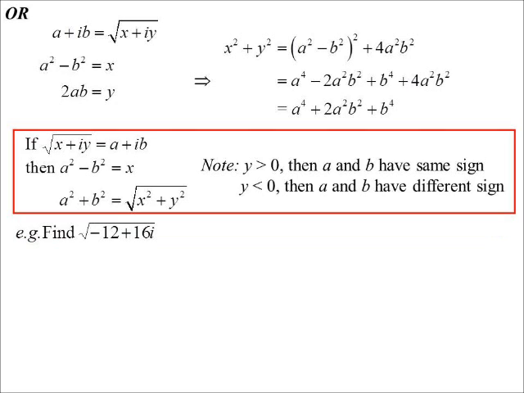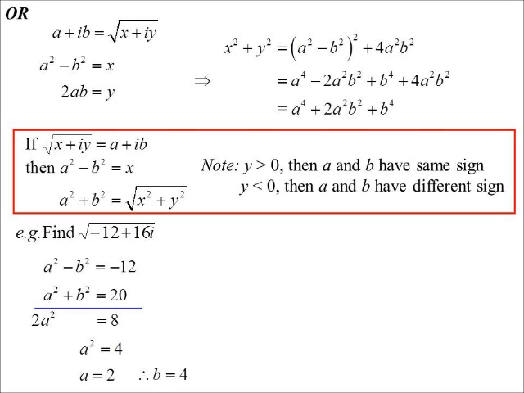So back to our question, square root of negative 12 plus 16i, I could now go, well, a squared minus b squared, that's the real part, same as we did before. But now I'm going to say a squared plus b squared is the square root of the real part squared plus the imaginary part squared. 12 squared, 144, 16 squared, 256, add them together to get 400. Square root of 400 is 20. So 2a squared is 8, a is 2, and subbing back in b is 4. You get it reasonably quick. Now, in this case, the imaginary part is positive, so I know the signs will be the same. So therefore, it's plus or minus 2 plus 4i.